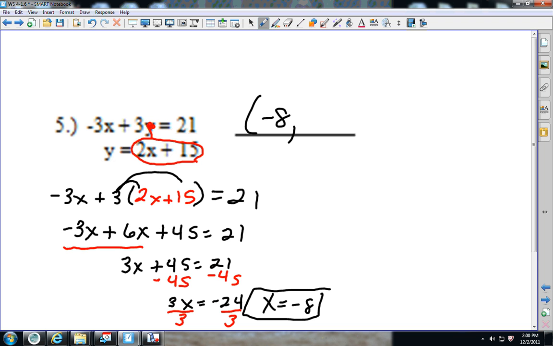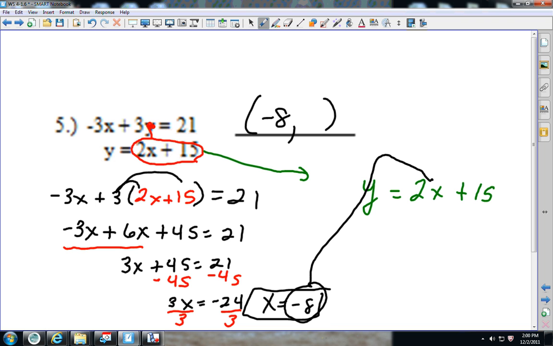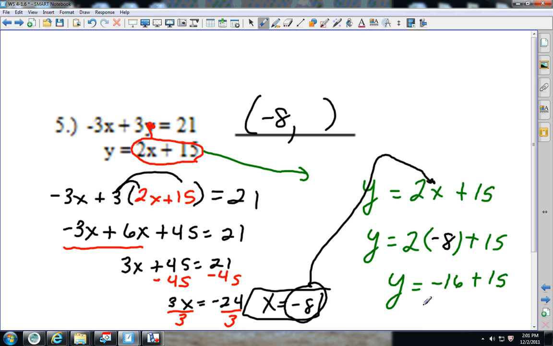X is negative 8. Now I need to find my y. Choose one of the two equations. Again, I always choose the one that says x equals or y equals. It says y equals 2 times x plus 15. X is negative 8. So let's put this in there for x. Y equals 2 times x. X is negative 8 plus 15. Y equals 2 times negative 8 is negative 16 plus 15. Y equals negative 1.